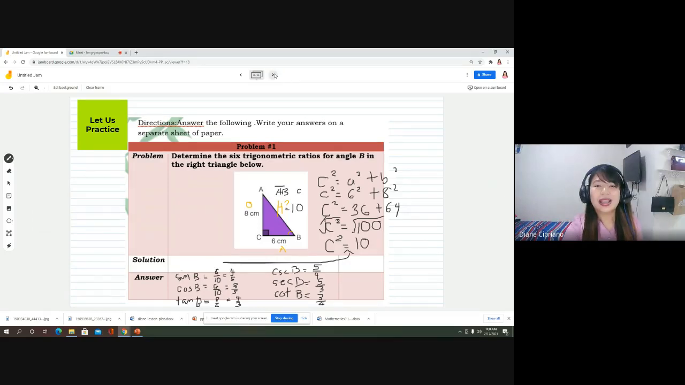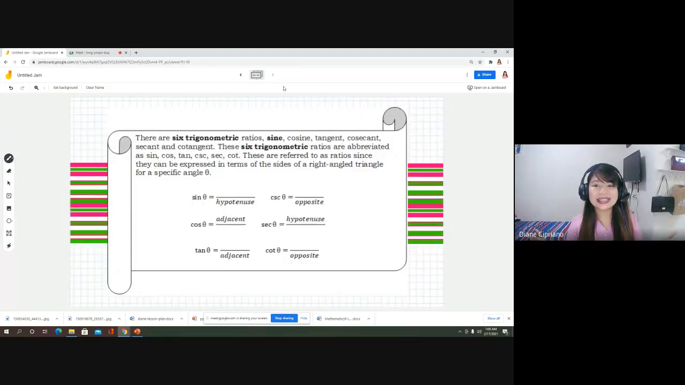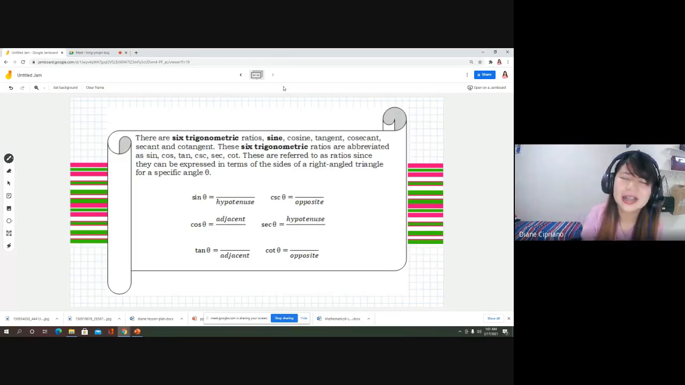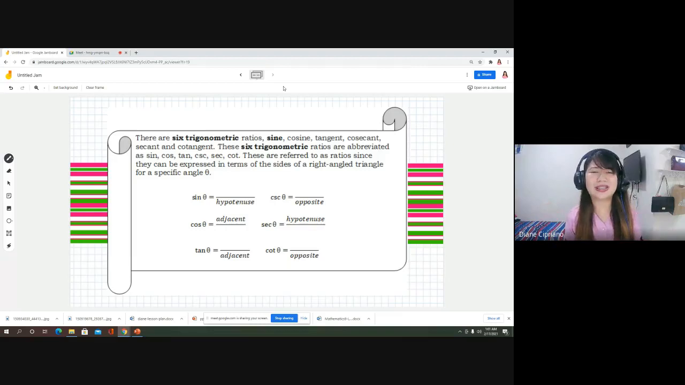And for our last slide on this Jamboard, I hope you understand how to illustrate the 6 trigonometric functions, because it will be very important in our succeeding topics, such as solving the right triangle. In solving the right triangle, the 6 trigonometric functions are very important. So please practice yourself if you're still confused on how to get the 6 trigonometric functions.